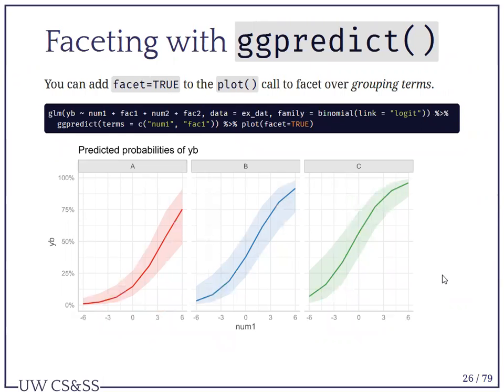We can also facet with ggpredict. You can add facet equals true to the plot and call to facets over grouping terms. It doesn't necessarily have to be with facet equals true. You can add a facet wrap like we're used to doing in ggplot. Facet equals true is often quicker.